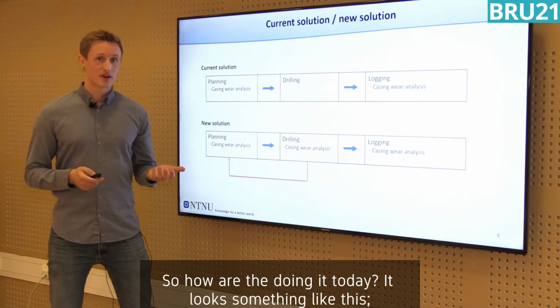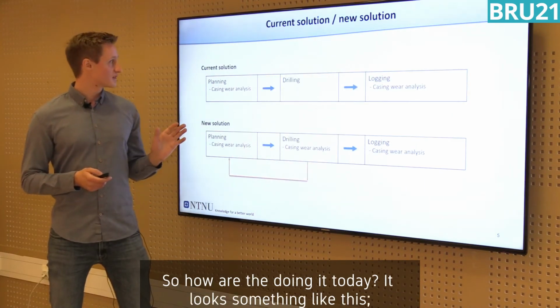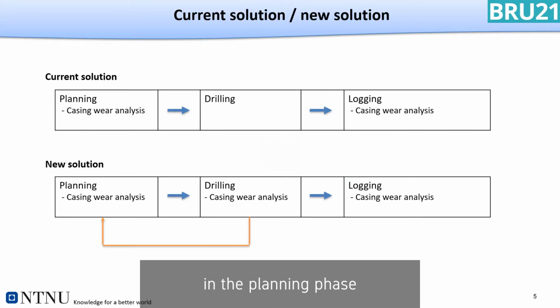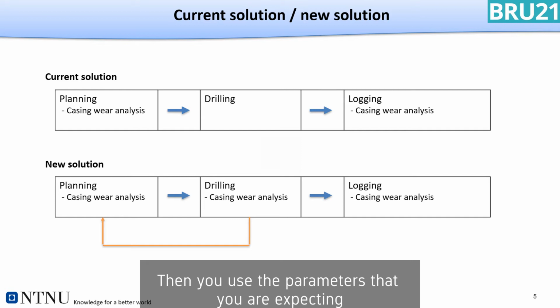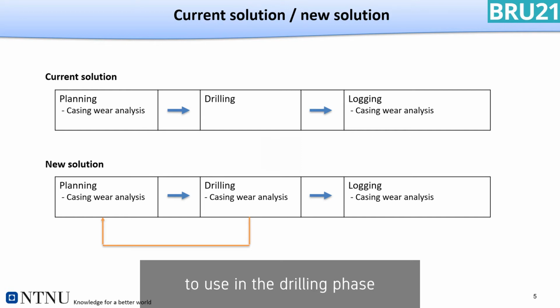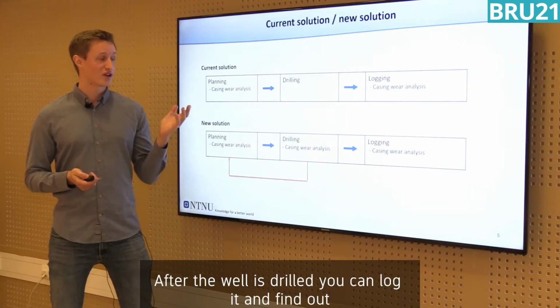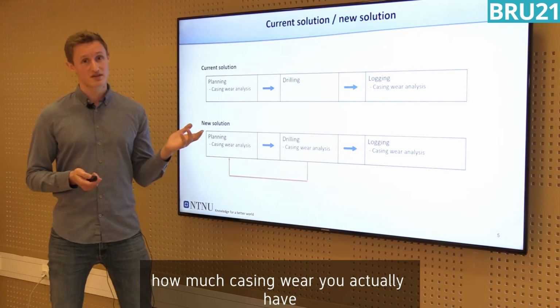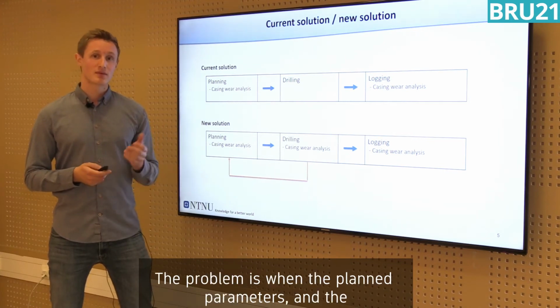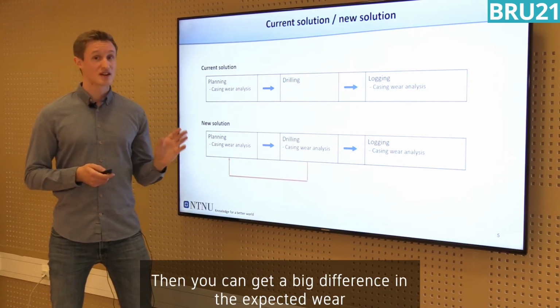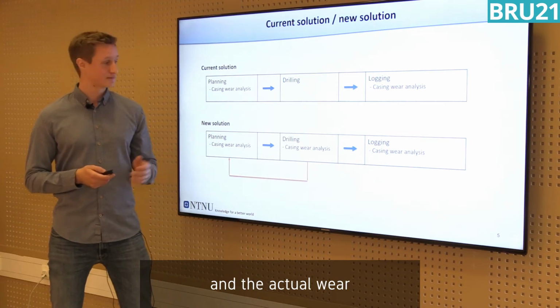So how are they doing it today? It looks something like this. The current solution is to estimate casing wear in the planning phase. Then you use the parameters that you are expecting to use in the drilling phase. You're using planned parameters. After the well is drilled, you can log it and find out how much casing wear you actually have. The problem is when the planned parameters and the actual parameters deviate. Then you can get a big difference in the expected wear and the actual wear.